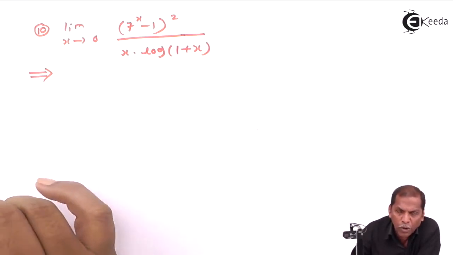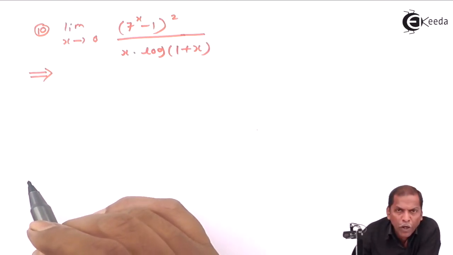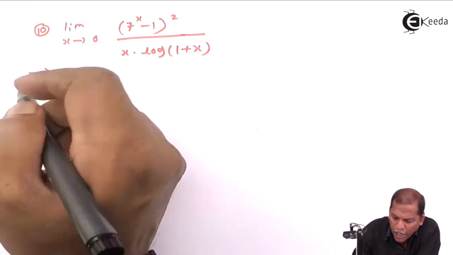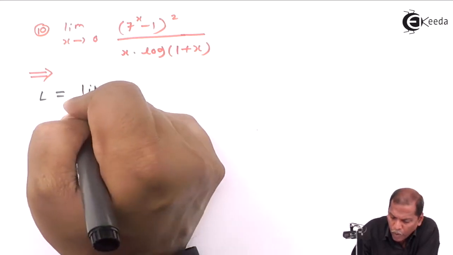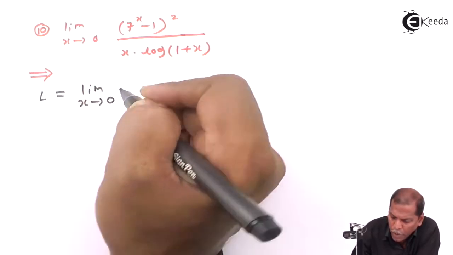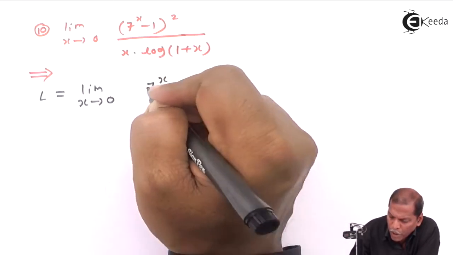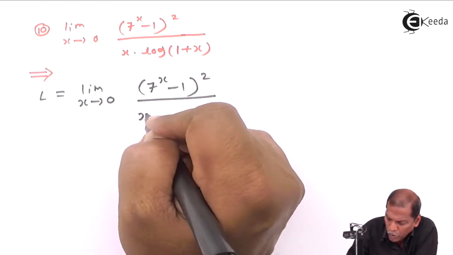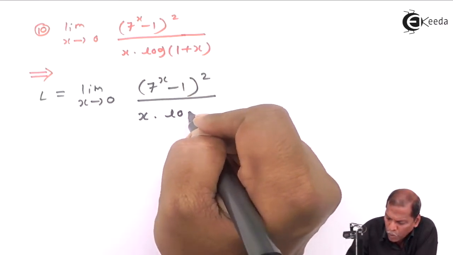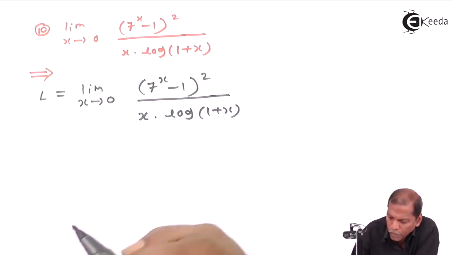Now let's see the solution. The solution is quite simple. First of all, we denote the given limit as L. That is, L is equal to limit as x tends to 0 of (7^x minus 1) whole bracket squared upon x into log of (1 plus x).